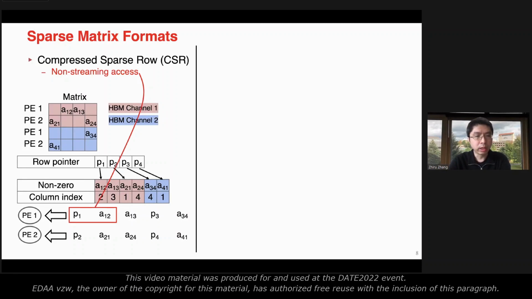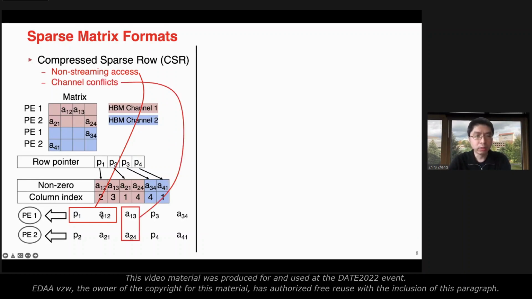So that's where we can immediately tell that the moment we do this, first, because of this row pointer array, we may have non-contiguous, non-streamable access to the HBM. So we have to do this indirect memory access. We have to get the row pointer and then fetch the data element.